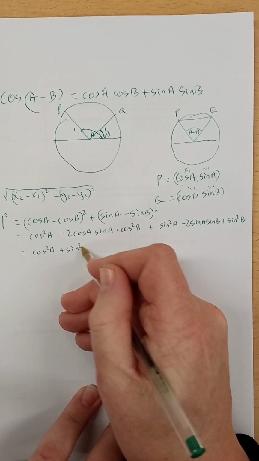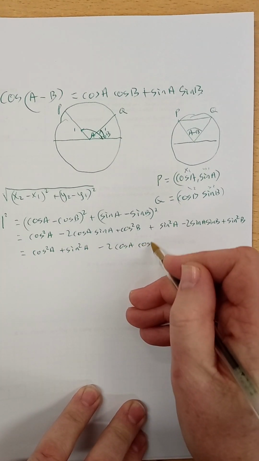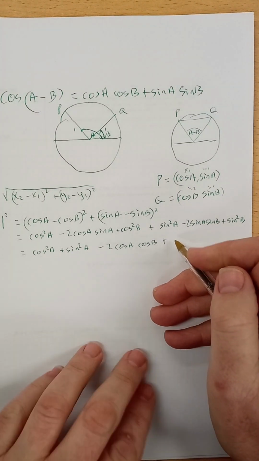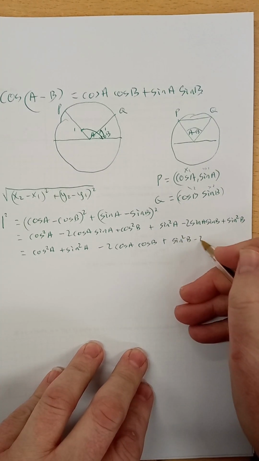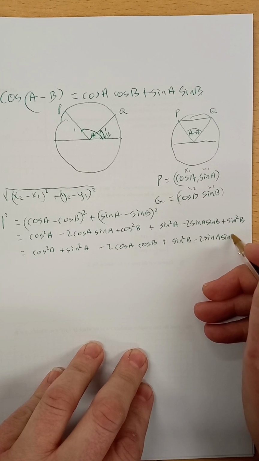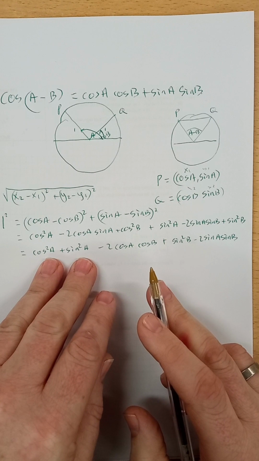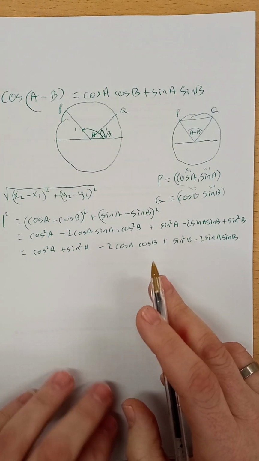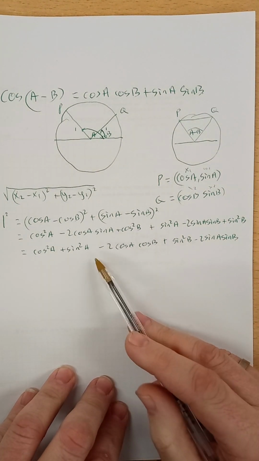And that's an identity. Minus 2 cos A cos B plus, what have we got, sine squared B, minus 2 sine A sine B. So all I've done is taken out a thing I know to be true, because I know that's an identity. And that's the beauty of this.